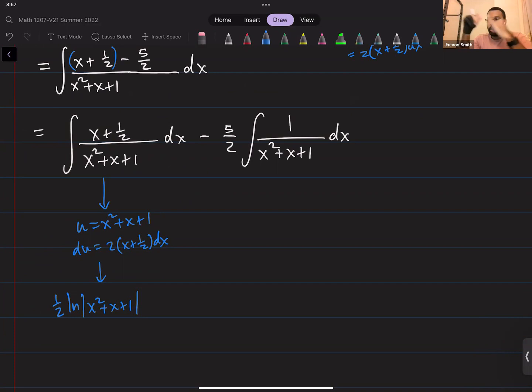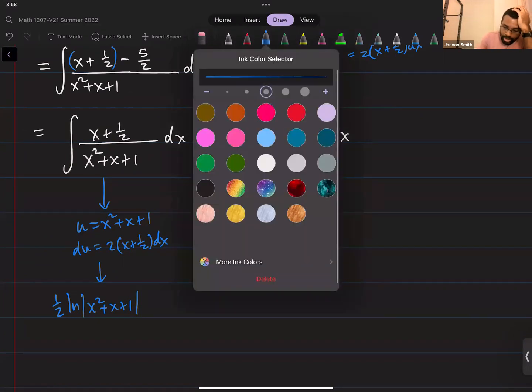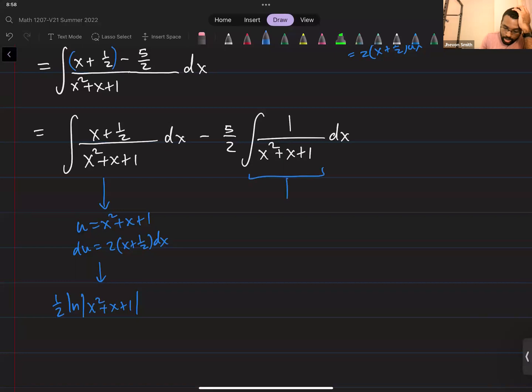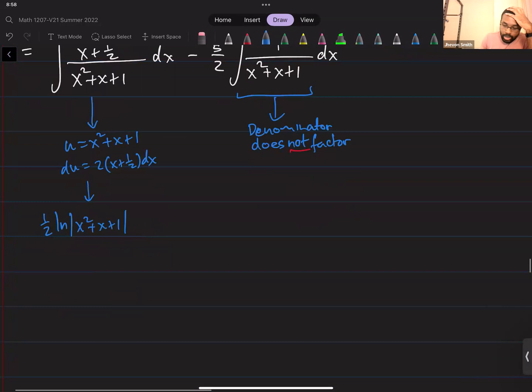What do we do? So now you check, does the denominator factor? No, the denominator does not factor. So which means partial fractions won't work. And we know that substitution won't work.